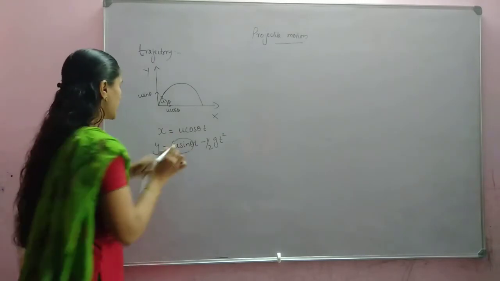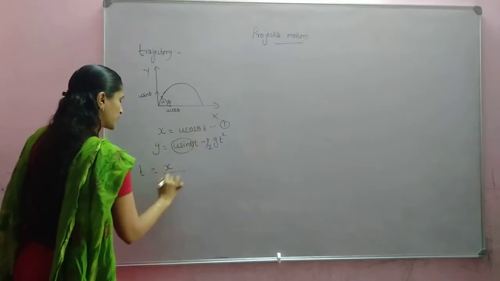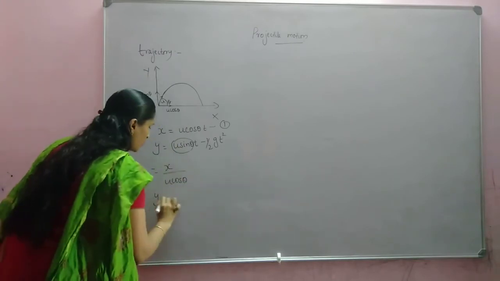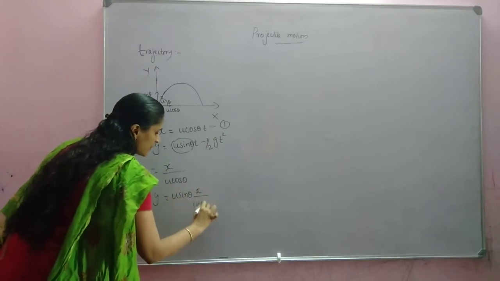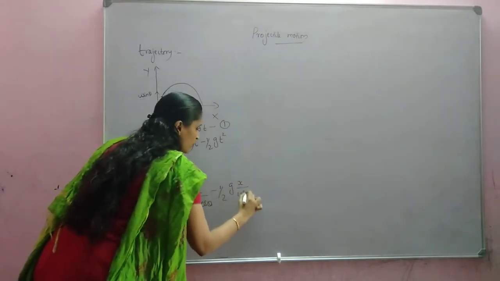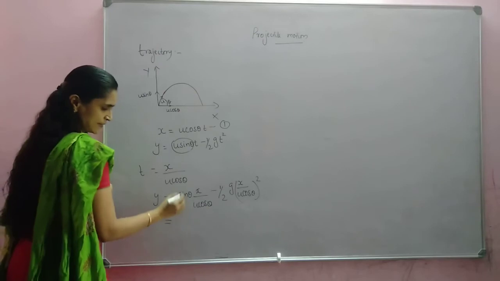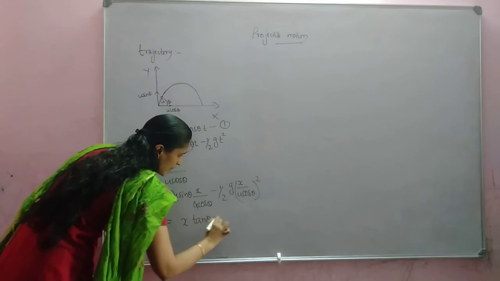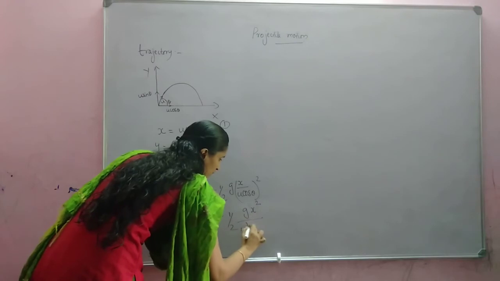So we can substitute for t from the first equation. What will you get? t is equal to x by u cos theta. Substituting here, y is equal to u sin theta into x by u cos theta minus half g into x by u cos theta whole square. Or you can write, u can be cancelled, y equals x tan theta minus half g x square by u square cos square theta.